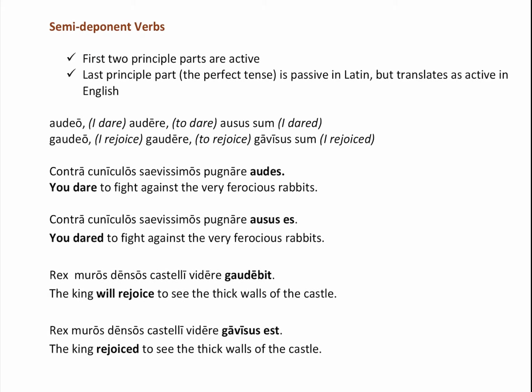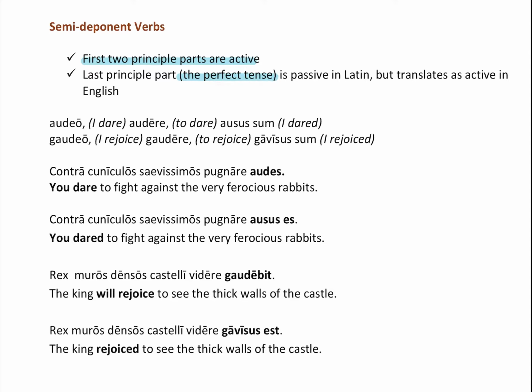All right, now we've just talked about deponent verbs. We're going to talk about ones called semi-deponent, which means part of them, right? There's a small group of verbs called semi-deponent. Like deponent verbs, they only have 3 principal parts. And deponent verbs are passive in all forms. However, semi-deponents, the first 2 principal parts are active. They look active and they get translated as active. The last principal part, which is the perfect tense.